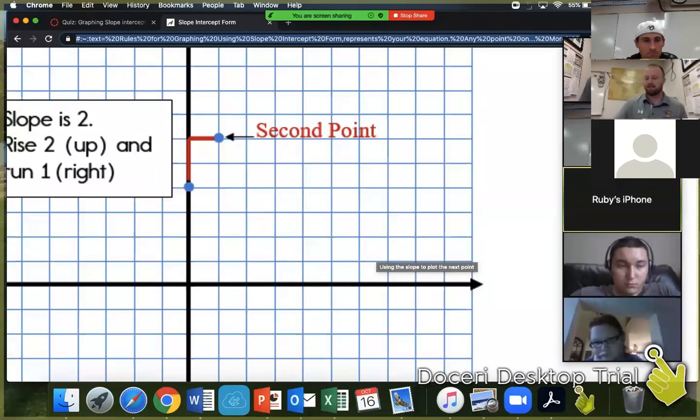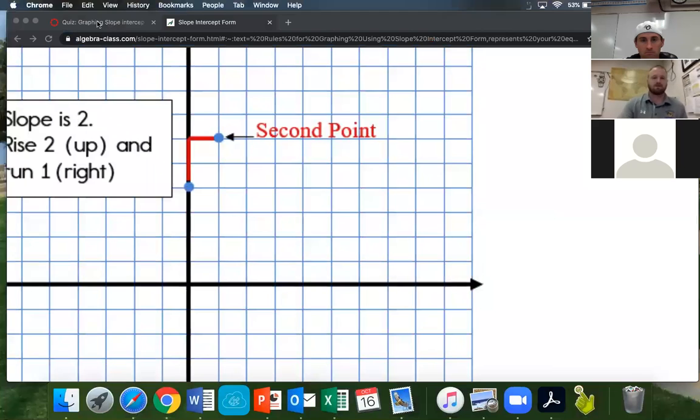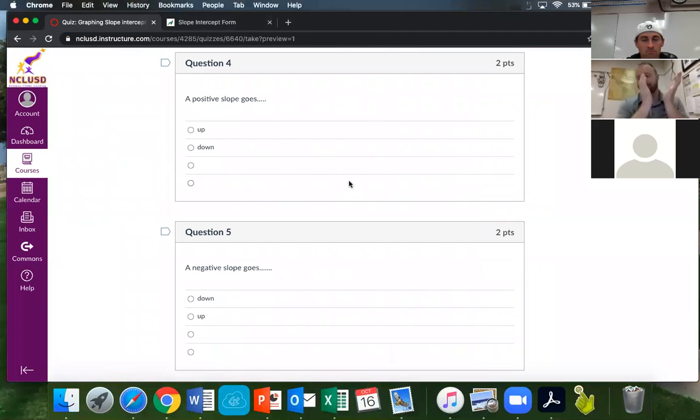So really it's a definition thing. These last two questions, if you were paying attention, you're going to probably get those two. Positive slope goes which way, negative slope goes which way. And this is just kind of the same thing. It's kind of the beginning of it. I mean, there's a lot of stuff we can do with graphing.